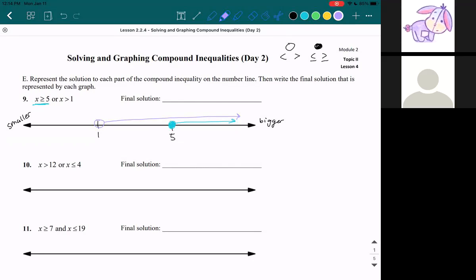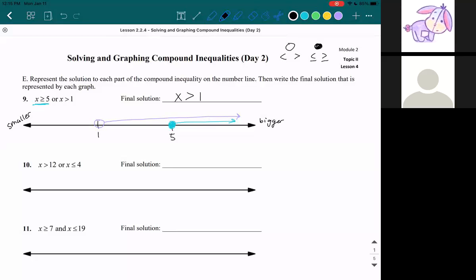Here's where it might get tricky for some people, but hopefully you'll understand after all the practice problems and examples. Whenever it says or, you want to take the shortcut. Let's say I am the laziest person in the world, and I have to tell you this answer. Do I want to say x is greater than or equal to 5 or x is greater than 1? What's the easiest way I can say it? My shortcut is to simply tell you x is greater than 1.